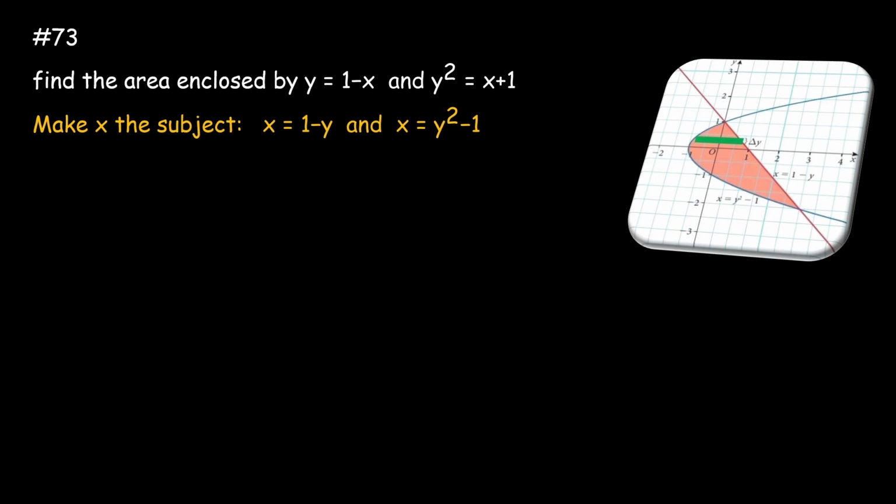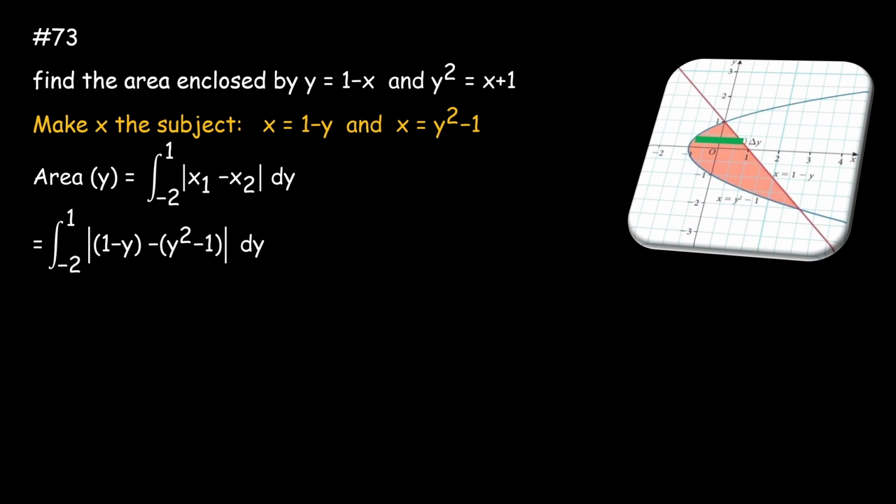So for the first one, x is 1 minus y, and for the second one, x is y squared minus 1. Okay, now which one is the top, or let's say the function ahead? It's the straight line, right? So you need to take the integral of the straight line minus the integral of the curve, which is the parabola. So that will be x1 minus x2, starting from -2 to 1 according to the graph.